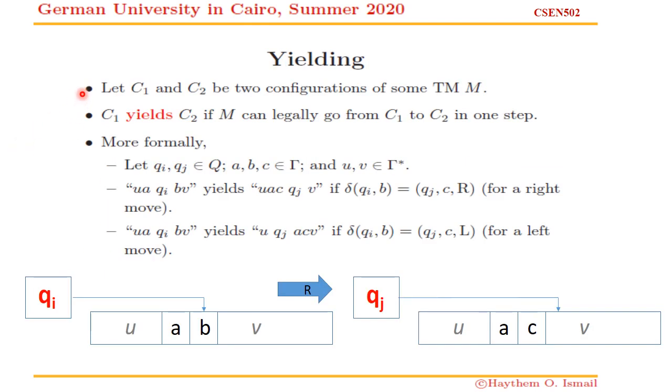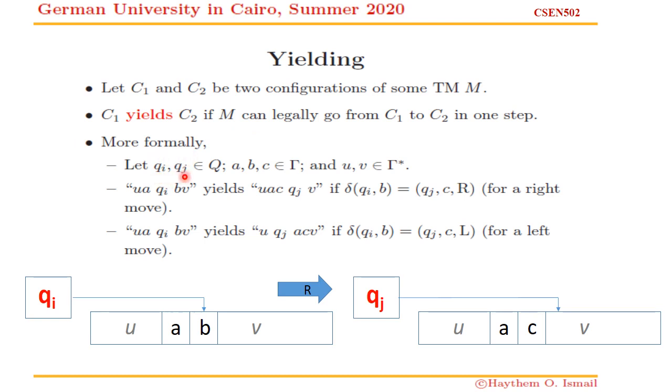Alright, so suppose that now we have two configurations of some Turing machine M, C1 and C2. Then we say that C1 yields C2 if M can basically move from configuration C1 into configuration C2 in one transition, if it can change its configuration from C1 to C2 in one step, in one transition only. That's basically the intuition. Now let's make this more precise.